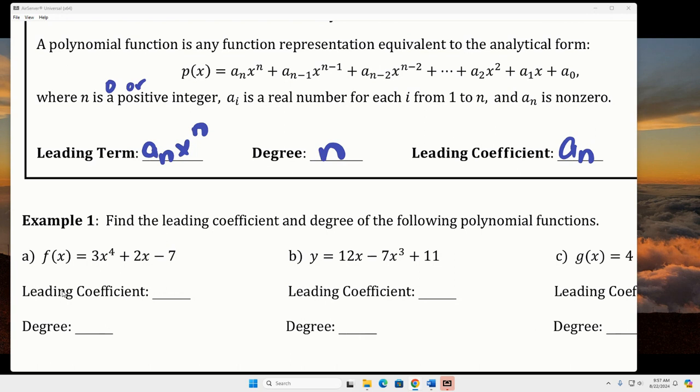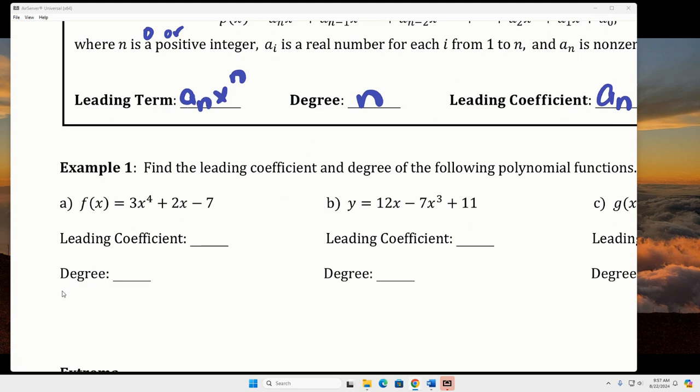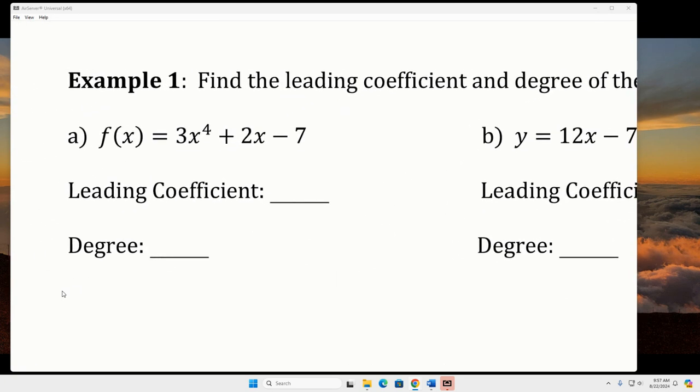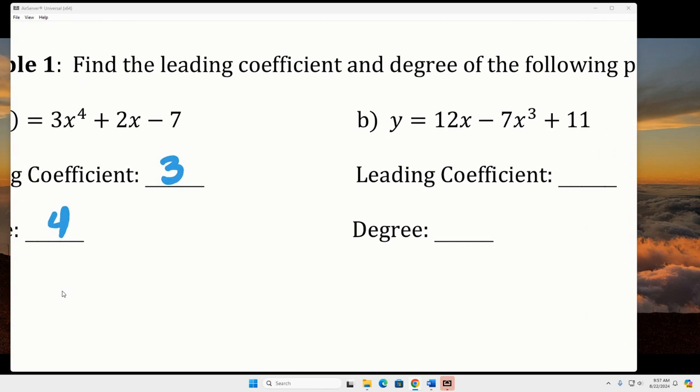All right, so in example 1, we have all these polynomial functions. Their exponents check out, their coefficients check out. So what is the leading coefficient of this first one? 3. And the degree? 4. Nice job. All right, this one is slightly more challenging because the order is a little bit mixed up. So what is your leading coefficient? Good. And your degree? Nice.